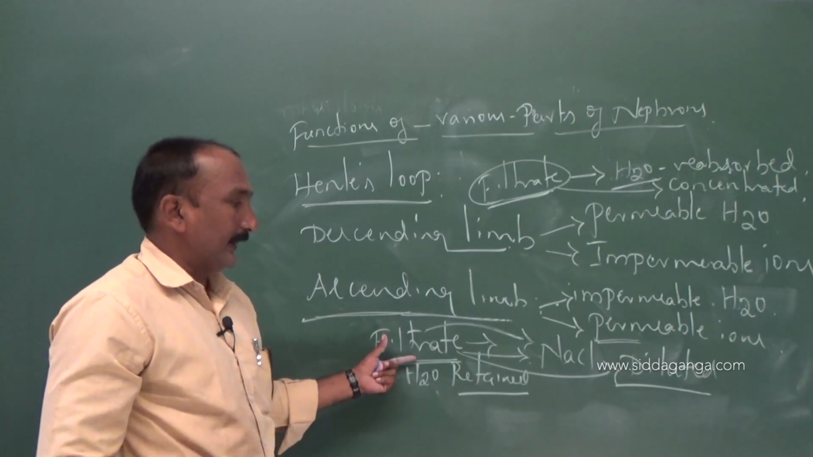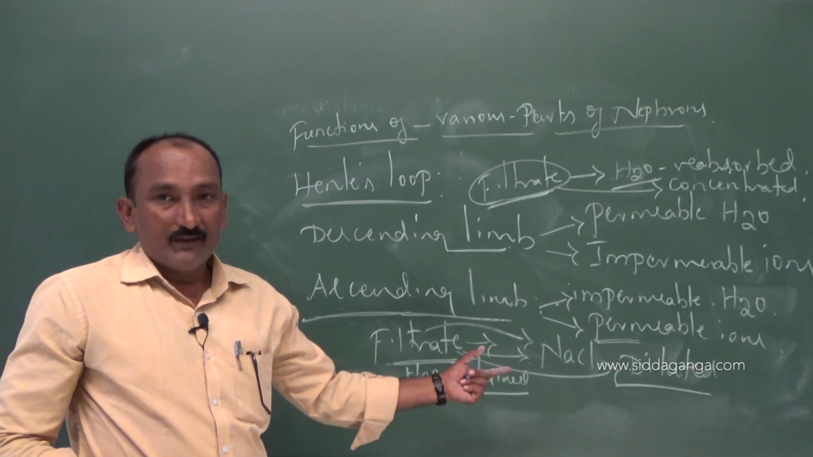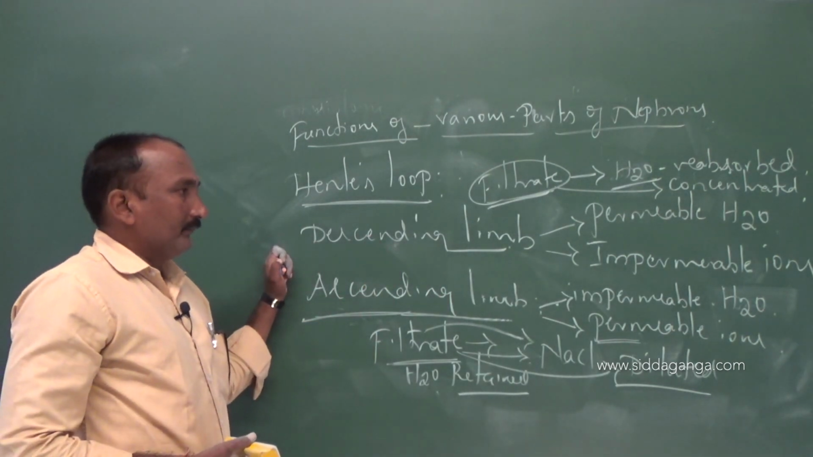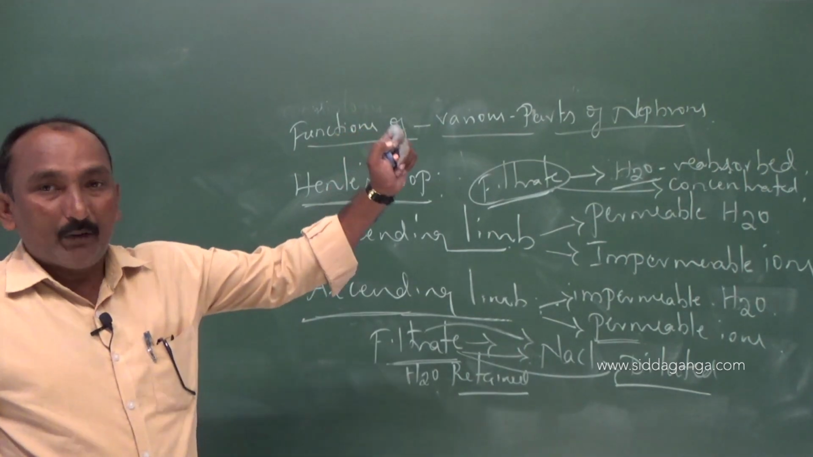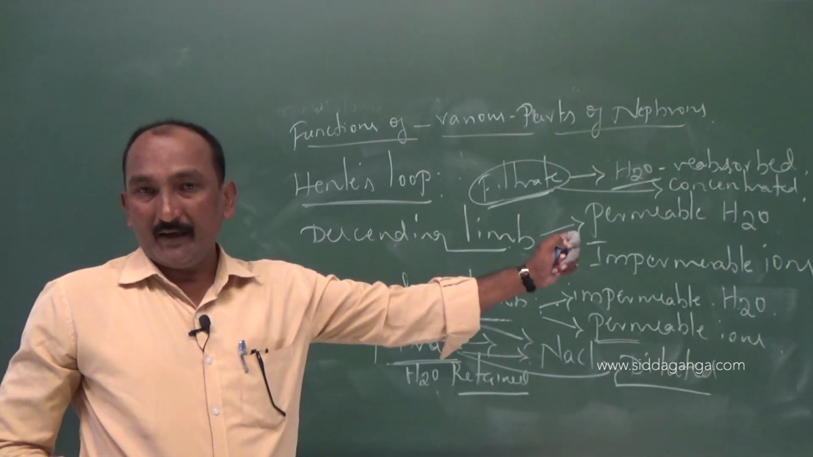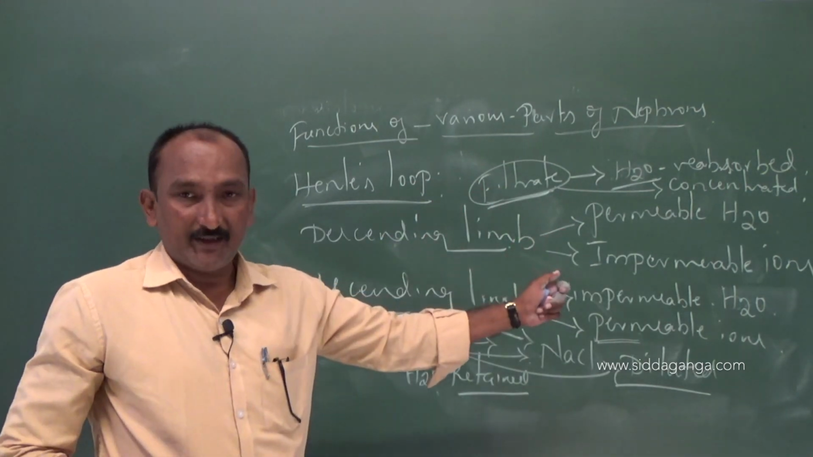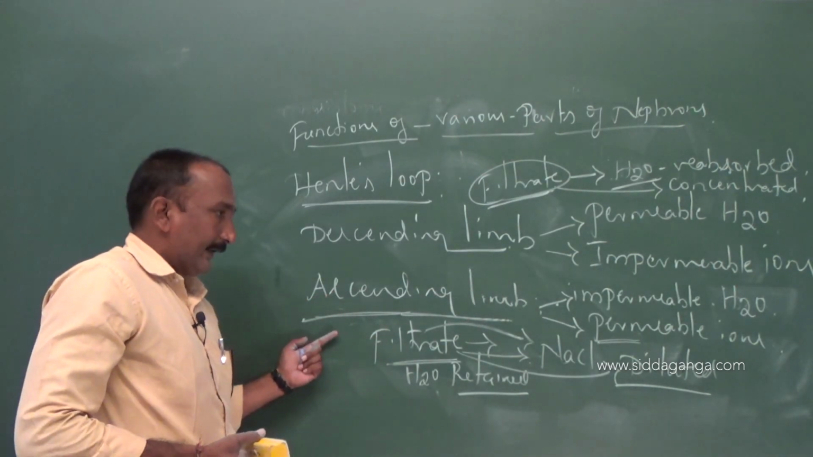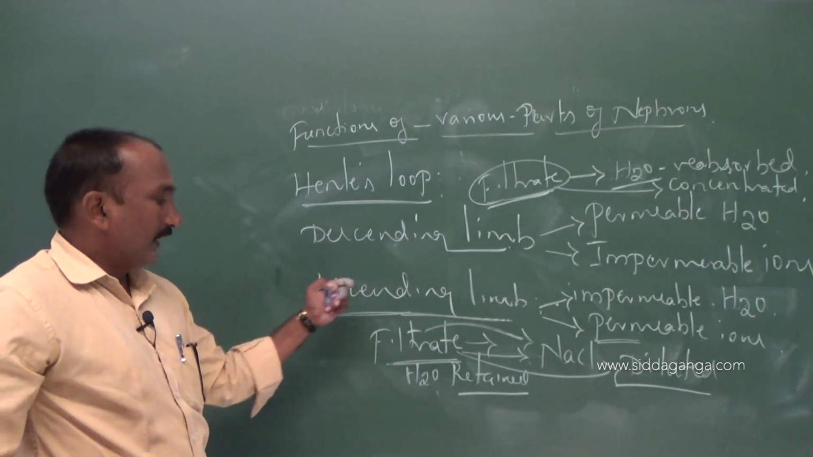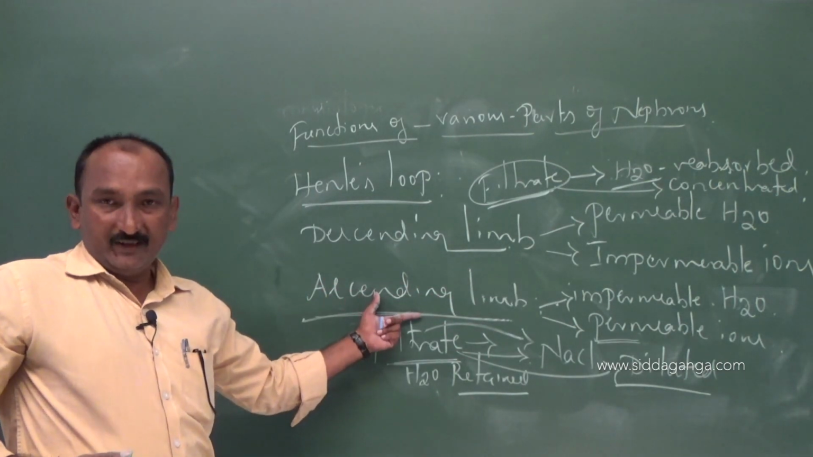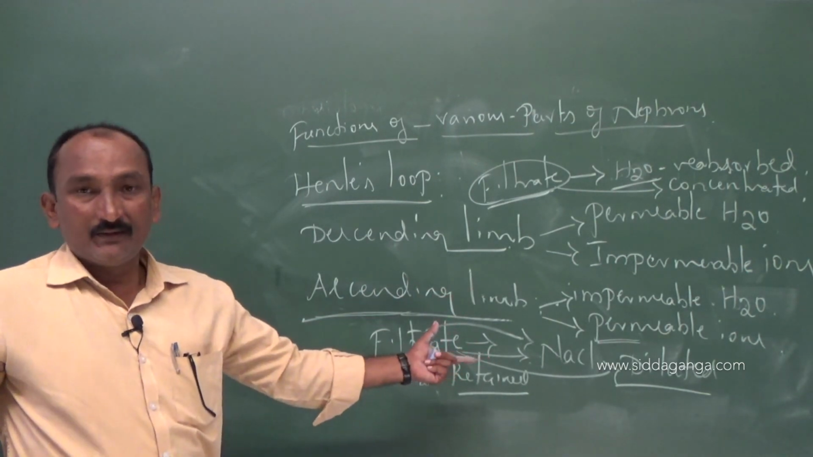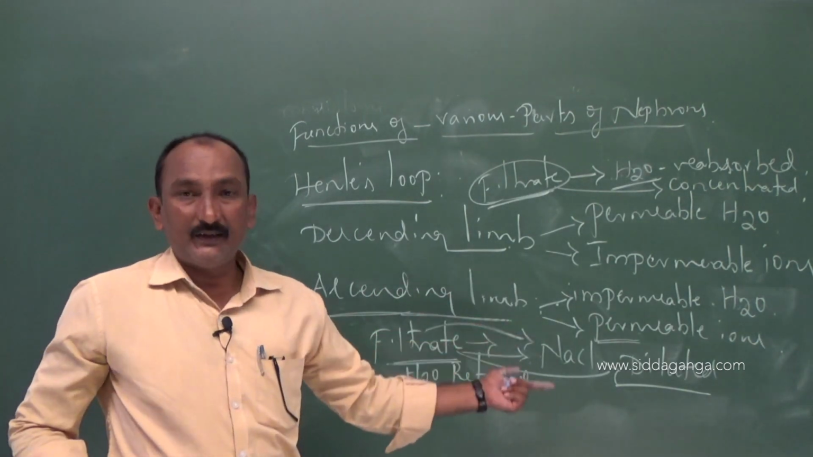As a result, the filtrate gets diluted. You must understand the descending limb is permeable to water. Because of that, the filtrate loses the water and the filtrate gets concentrated. While the ascending limb is impermeable to water but permeable to the ions, so the filtrate, while moving through this, retains the water but loses the ions. As a result, the filtrate gets diluted.